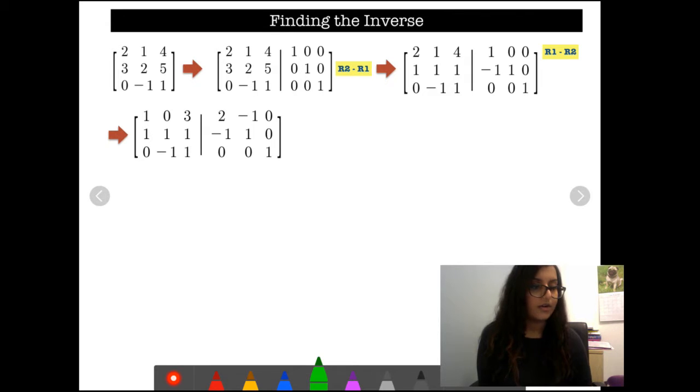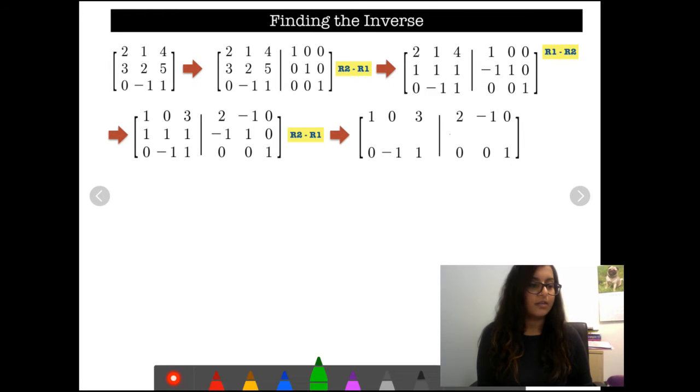Okay, so now, looking at this, it looks like it might be easy to get a 0 in this position, which is also part of the identity matrix, also what we're looking for. And we can just do that, in this case, maybe by subtracting row 2 minus row 1. And we're going to insert that into row 2. So that's the empty row here.